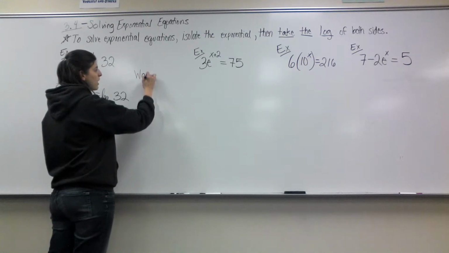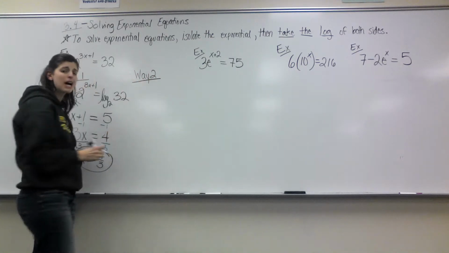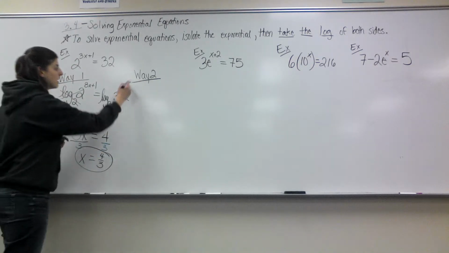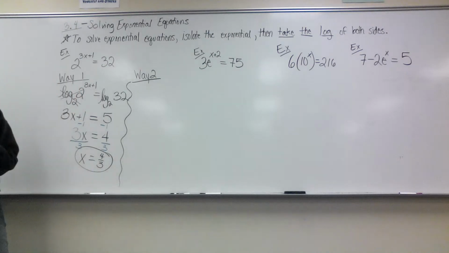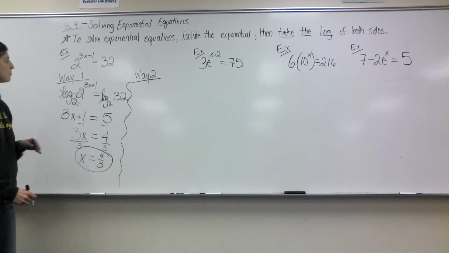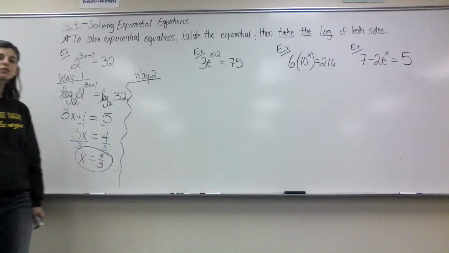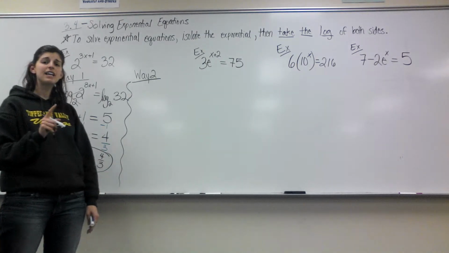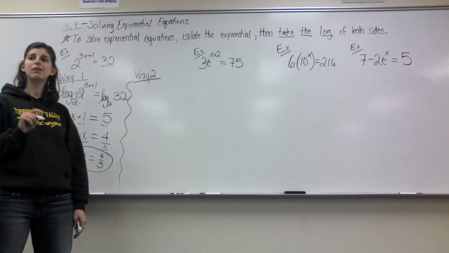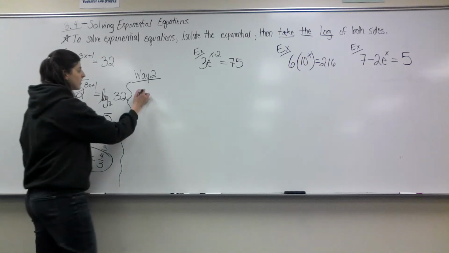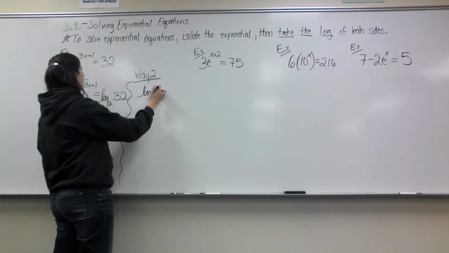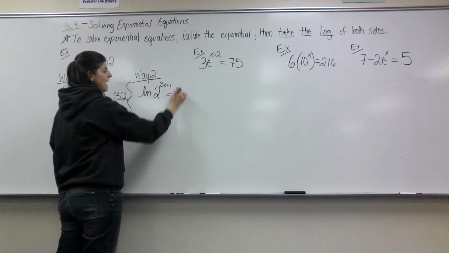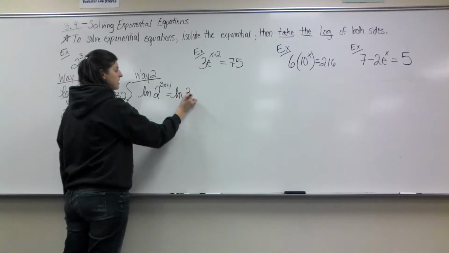Here's another way to do the exact same problem. So we're not switching problems right now. We're just going to do this another way. Still the same problem: 2 to the 3x plus 1 equals 32. I'm going to take the natural log of both sides this time, and then I'm going to use my properties of logarithms. So natural log of 2 to the 3x plus 1 equals natural log of 32.